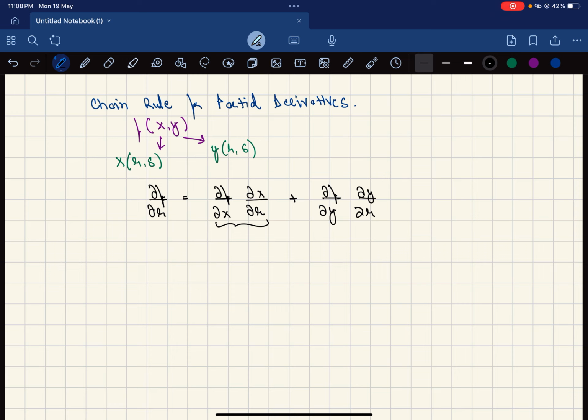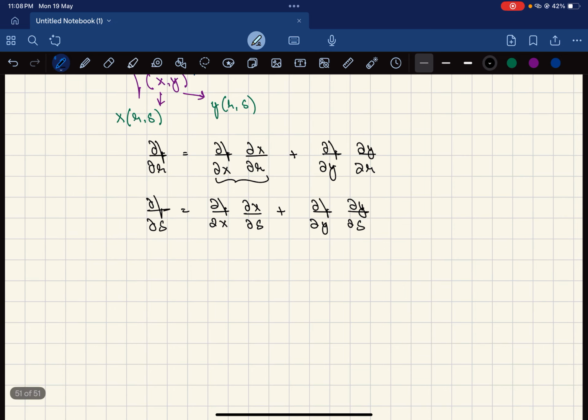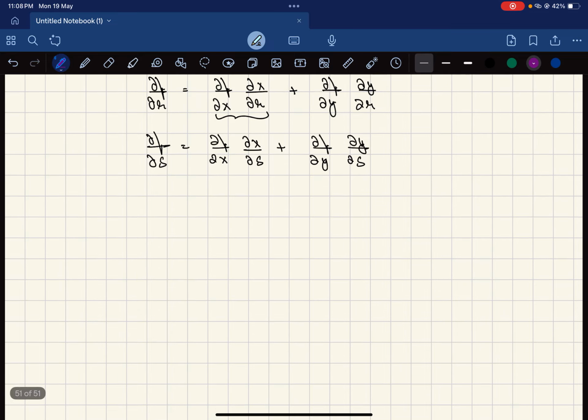So this is how we use the chain rule to calculate the partial derivatives when the function is a function of other functions. So for example, now again del f upon del s would be calculated in a similar way: del f upon del x and del x upon del s, plus del f upon del y and del y upon del s. So this is how we can calculate the partial derivatives. So let us look at an example now for this particular problem.